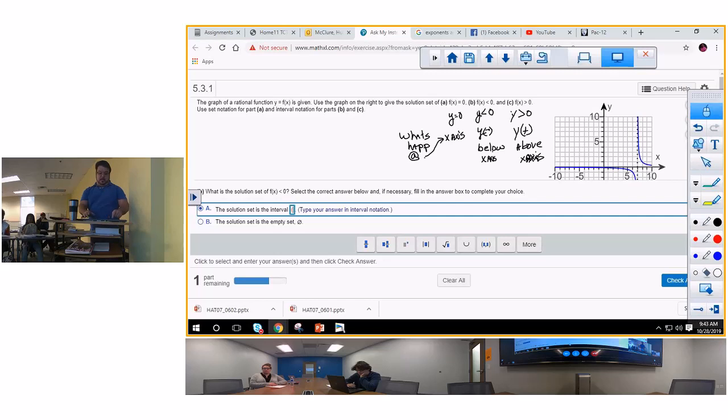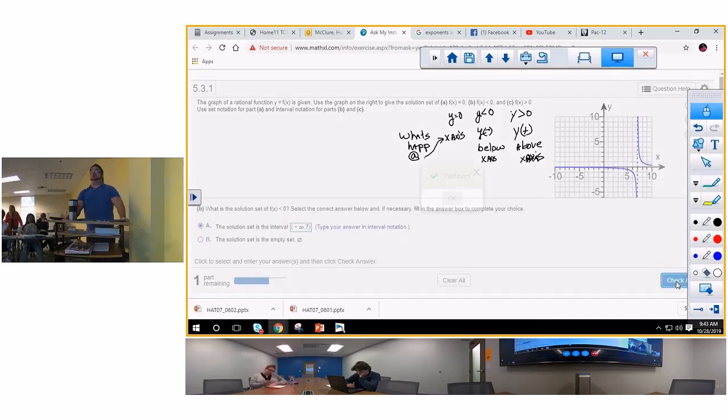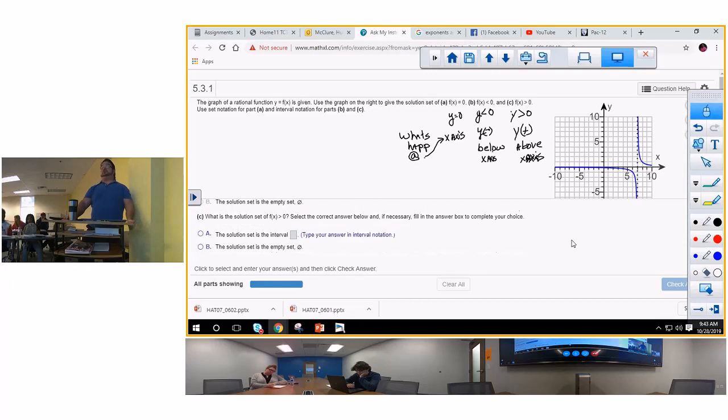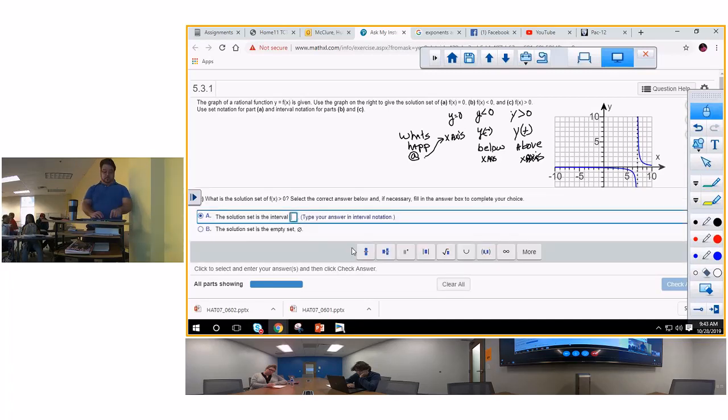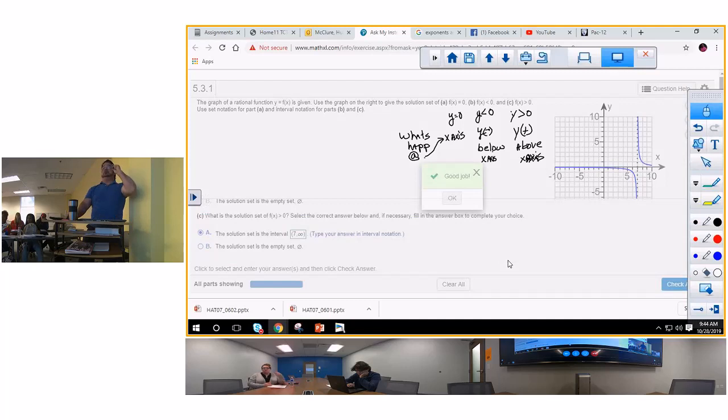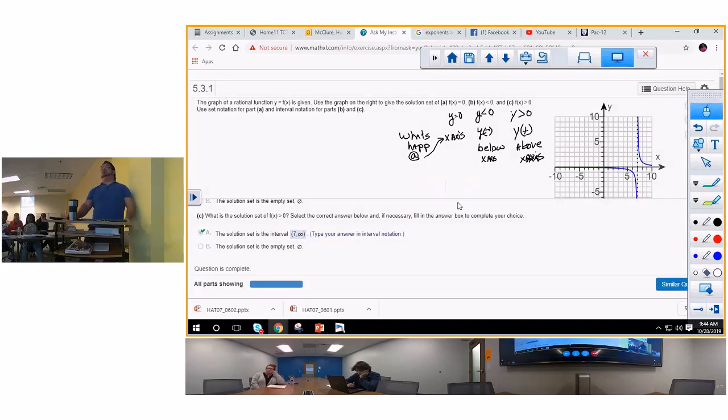Negative infinity to, I'm trying to get my mouse over there. Negative infinity, comma, 7 with a what? Parenthesis, because you can't touch it. And then, of course, what's the next one? 7 to what? 7, comma, infinity. Good test question. Short and what? Sweet. No trick questions. No trying to figure out. All you got to do is drop the pinky and just write back in redneck pre-algebra days what this means.